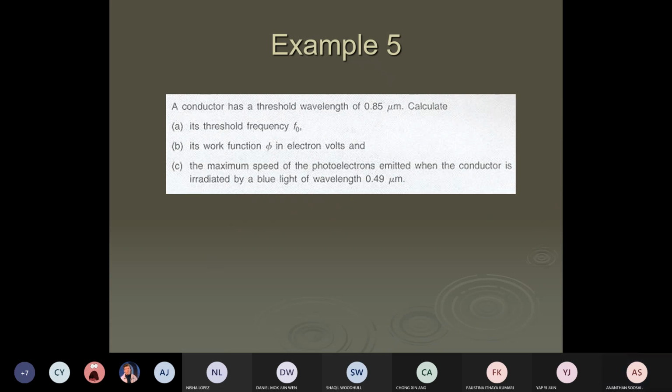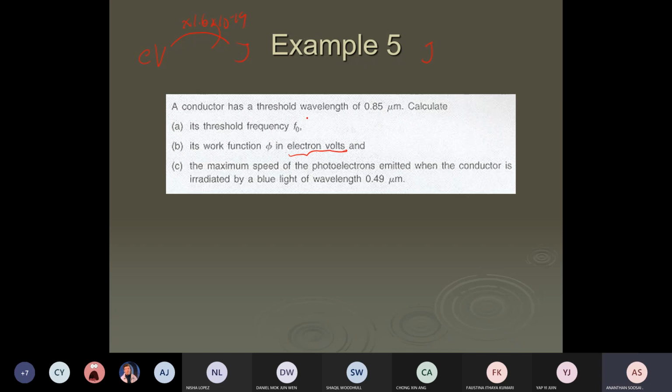Okay, look at part B, its work function in electron volt. When dealing with particle physics, particles smaller than an atom, the energy they possess is normally given in electron volts. So sometimes they ask in electron volts. I believe in AS you learned about electron volts. You should know how to convert. Electron volt to joule, you multiply by 1.6 times 10 to the power of negative 19. Joule to electron volt, you just divide.